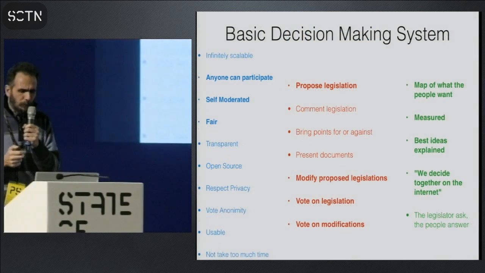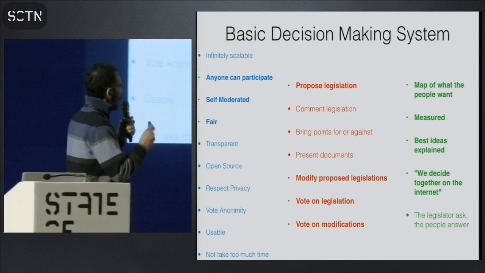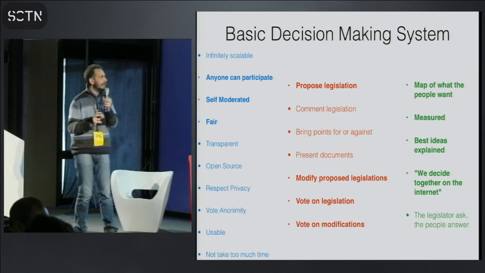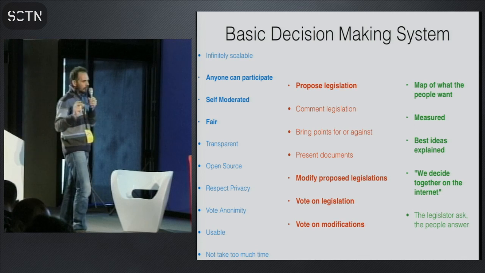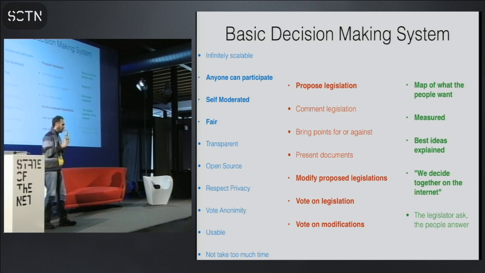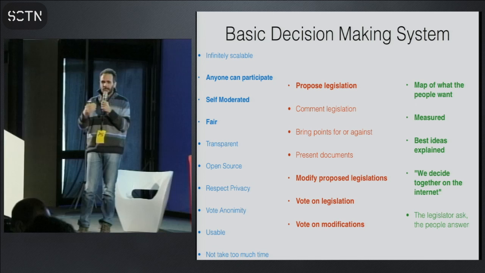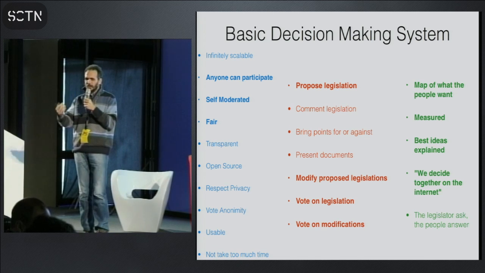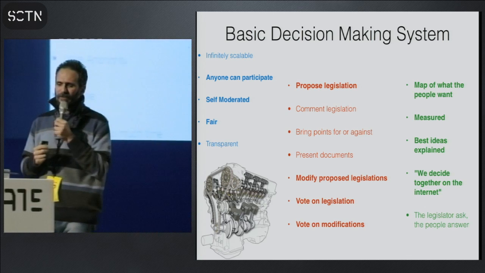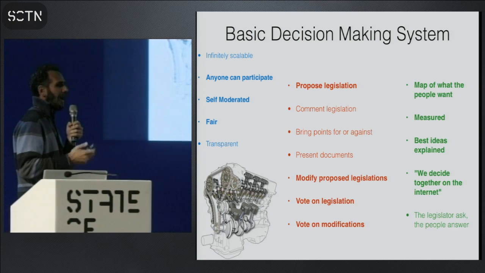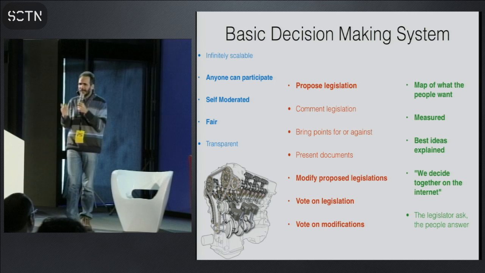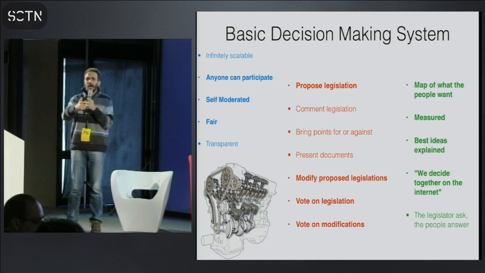And how does our practice connect to our vision? Well, let's focus on just some elements over here. Let's forget about infinitely scalable. We just want a system which is small, for a small group, where anyone in this group can participate. It will be self-moderated and fair. Then people can propose legislation, modify, vote on the legislation, and vote on the modification. If we have something like this, we essentially have a basic engine of a decision-making system, a basic engine that we can then put inside a lot of other systems.